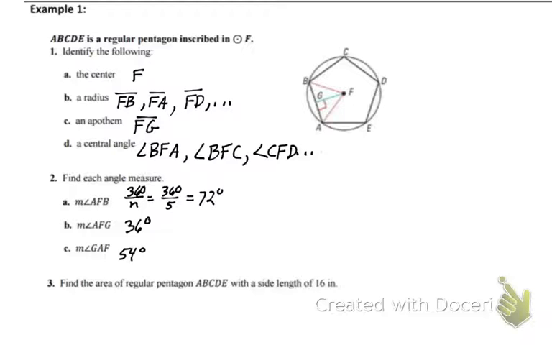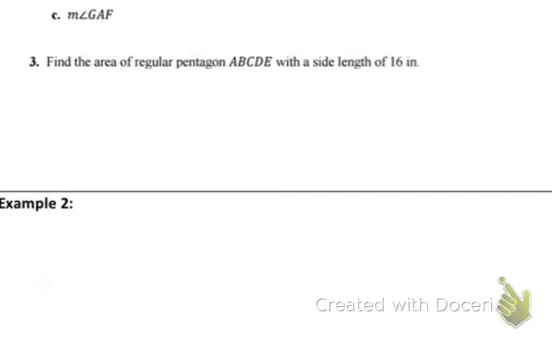Our next one is we need to find the area of the regular pentagon ABCDE with side length of 16 inches. Don't you need more information? What two things do we need? Who wants to take a shot at it? I just need 2 bits of information. David, what 2 bits of information do I need?